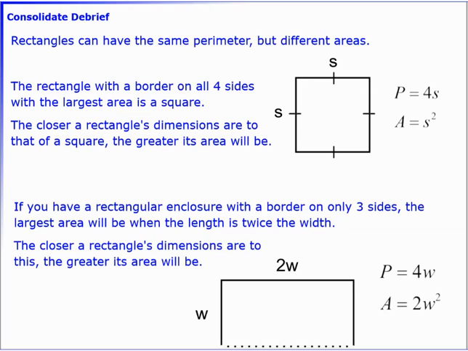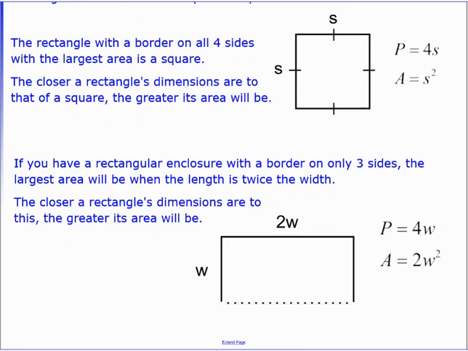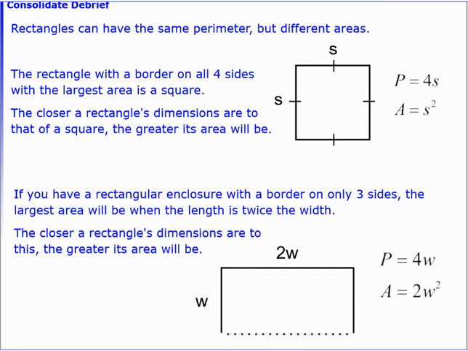What would happen? All right, so just to recap, rectangles can have the same perimeter but different areas. For a rectangle with a border of 4 sides, the largest area is when it's a square. The closer the rectangle's dimensions are to a square, the greater the area will be. If you have a rectangular enclosure with 3 sides, the largest area will be when the length is twice the width. The closer the rectangle's dimensions are to that idea, the better it will be.